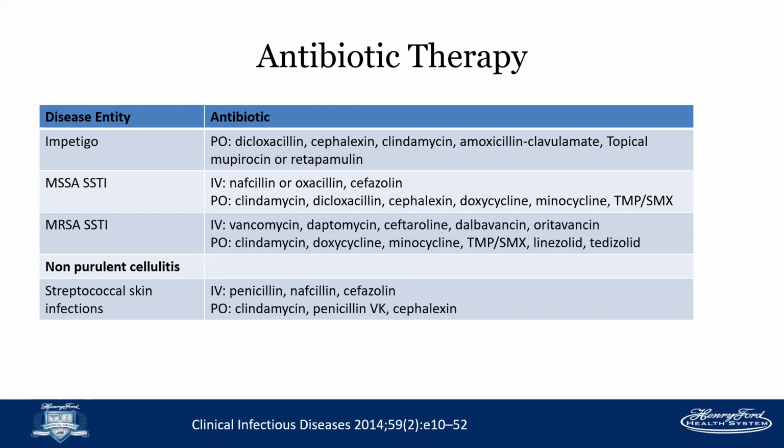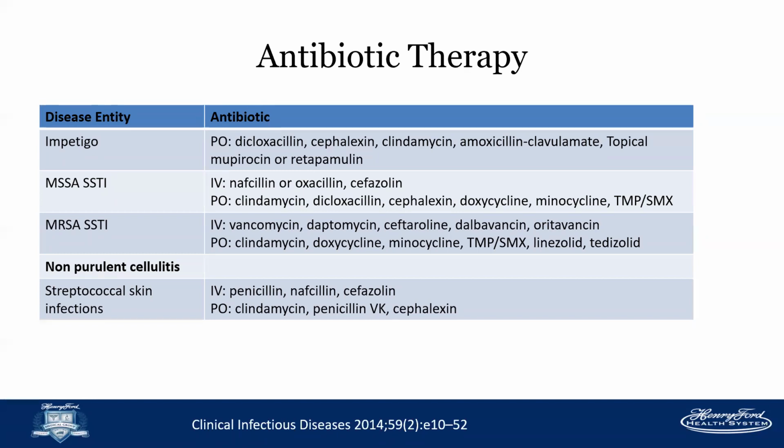And for MRSA skin and soft tissue infections, vancomycin, daptomycin, and ceftaroline, which is a fifth generation cephalosporin that has MRSA activity, can be used. Dalbavancin or oritavancin, which are newer agents, I'll briefly talk about. And on the oral side, clindamycin, doxycycline, minocycline, Bactrim, linezolid, and tedizolid are options for MRSA skin and soft tissue infections.